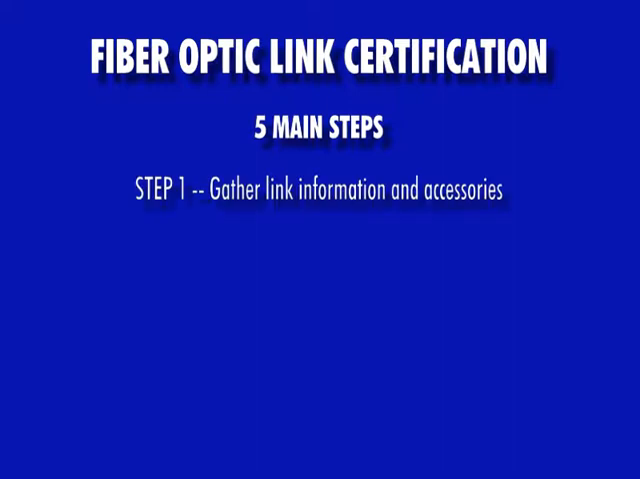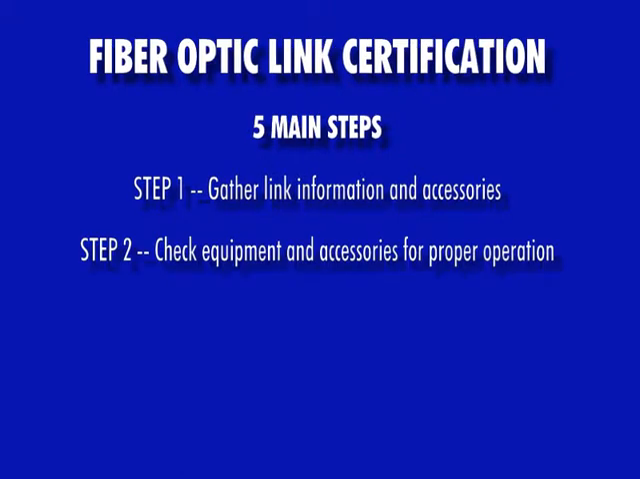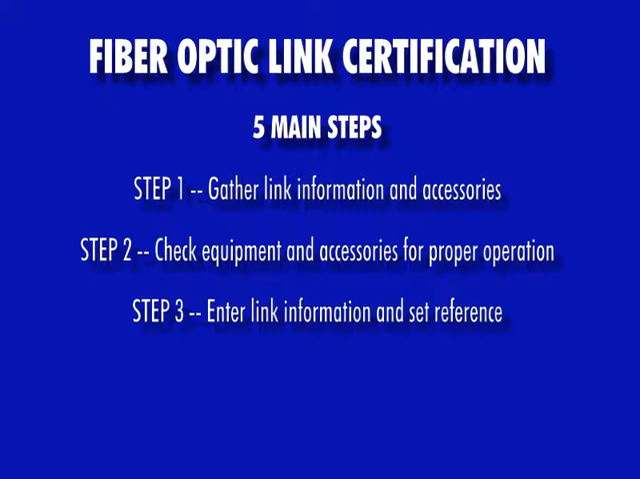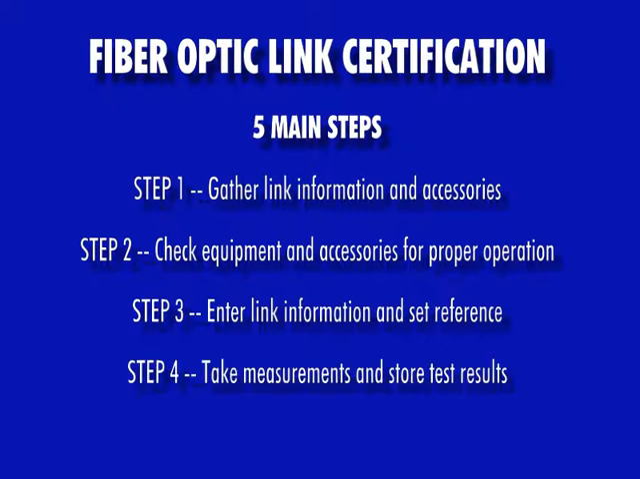These steps are gathering link information and accessories, checking equipment and accessories for proper operation, entering link information into the certification tester if available, and setting an optical reference, also called zeroing, taking insertion loss measurements and storing test results, and then downloading stored test results to a PC and printing a certification test report.